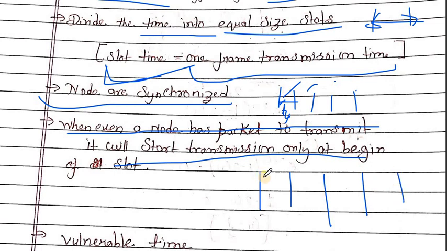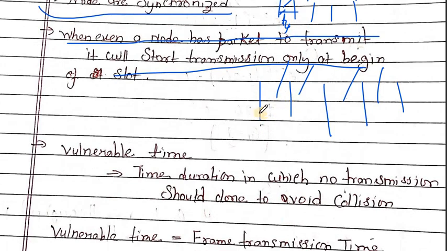Here the multiple time slots, each node has to send its packet in its slot. Here node 1, node 2, node 3, node 4 and their time slots. If node 1 wants to send a packet into the channel, it must start its transmission of the packet at the beginning of the slot. Is that clear? Here are the time slots of the 4 nodes.